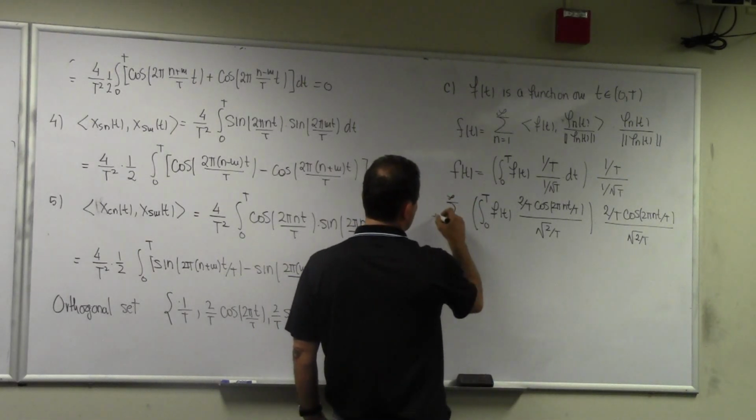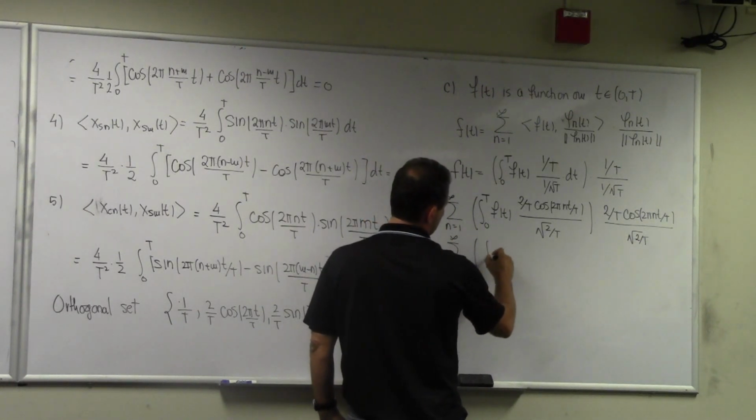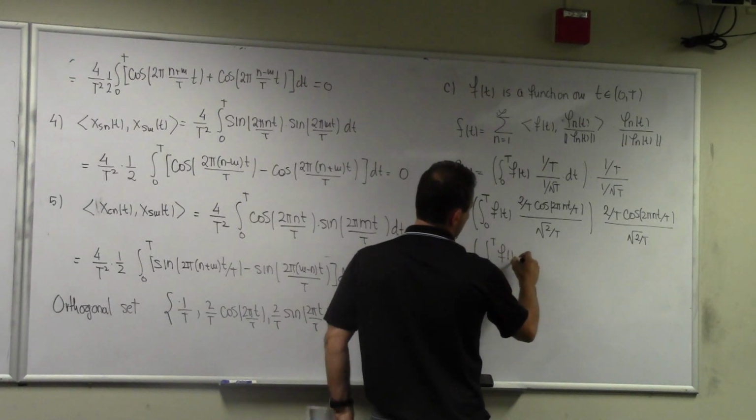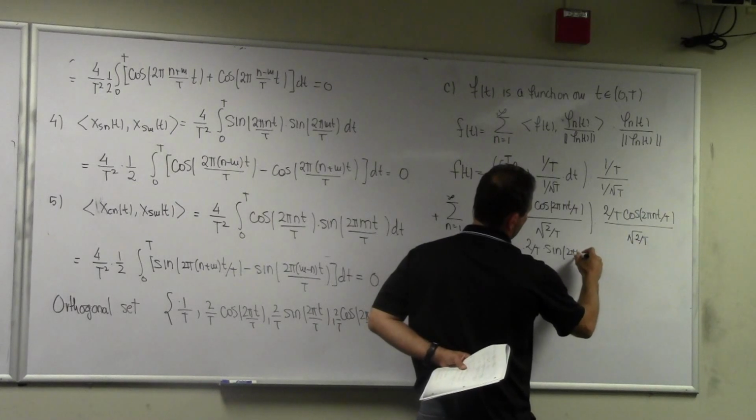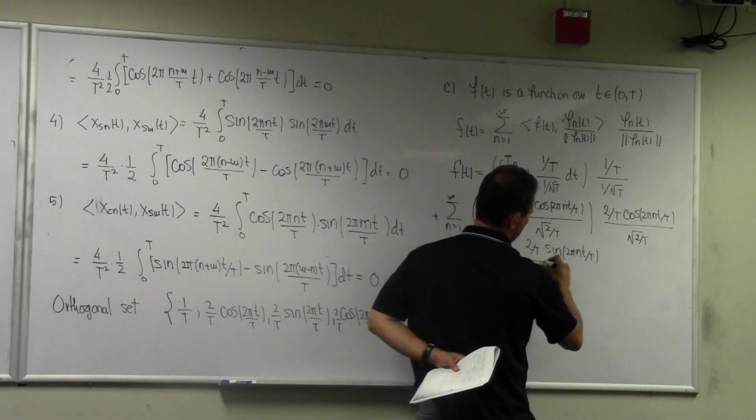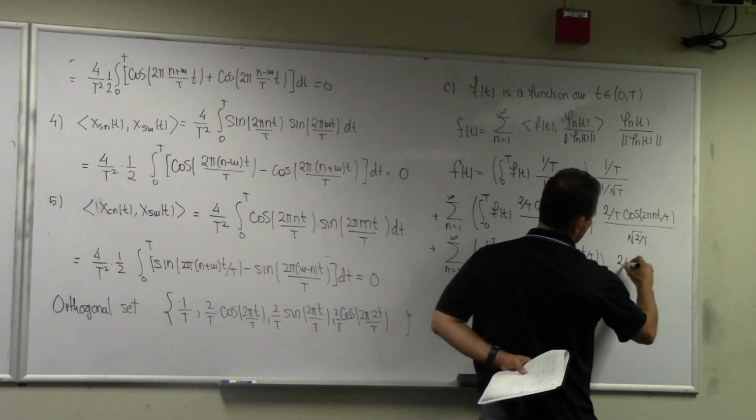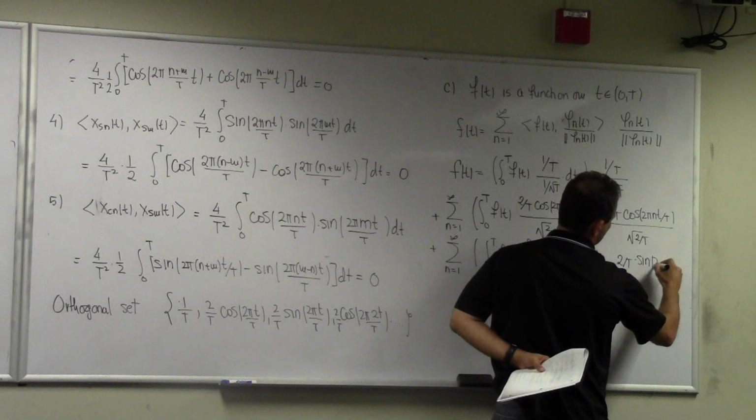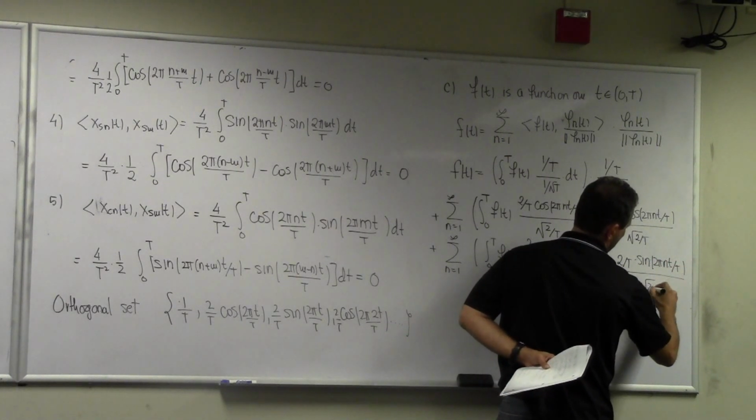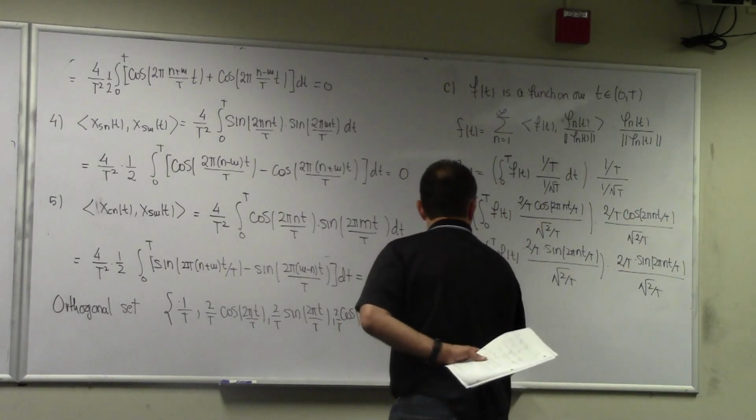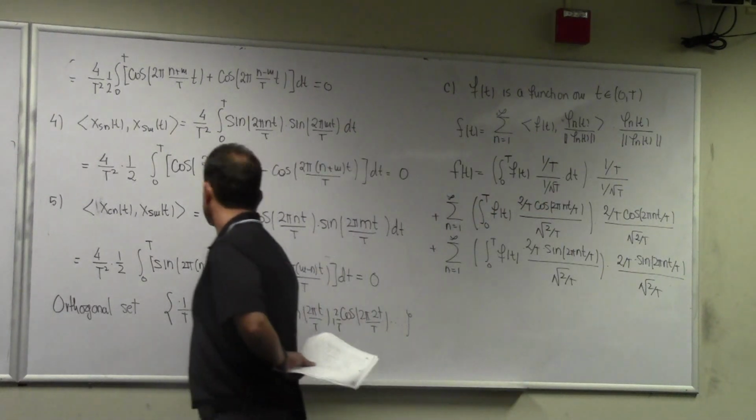And then I have plus the sum when n goes from 1 to infinity, integral from 0 to T, f of t times 2 over T times sine of 2 pi n t over capital T, divided by the norm, which is square root of 2 over T. So that's the implementation of this particular formula here.